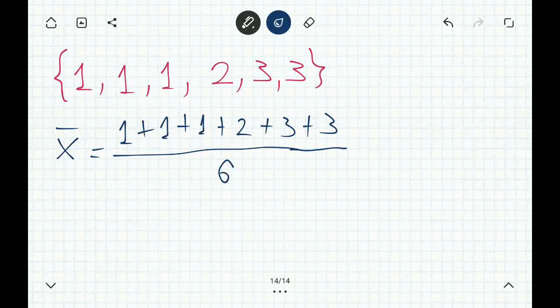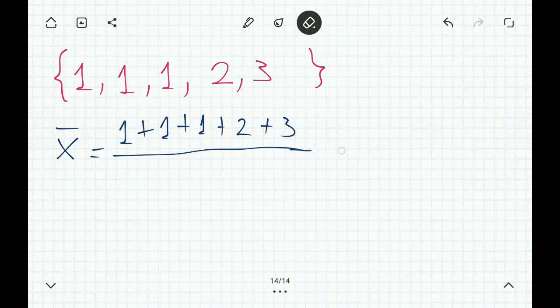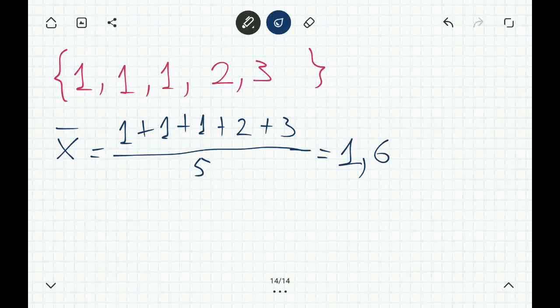Oh, you know what? Let's make it a little bit easier for us. I don't want those ugly fractions everywhere. Okay, so over 5. Right now that's 8 over 5, which is 1.6. And that's our mean value. Well, alright, we wanted the mean value, we found it. But we can go a bit further.